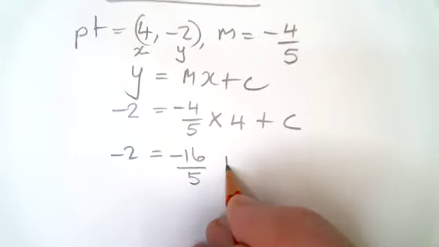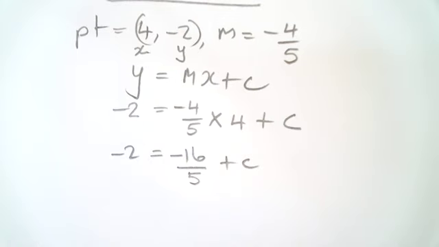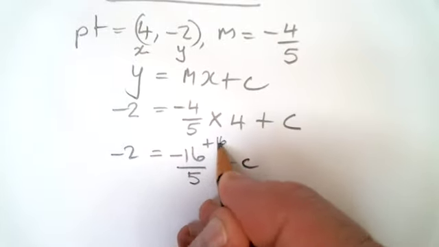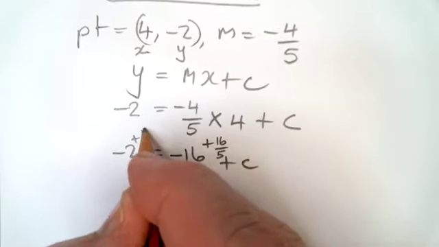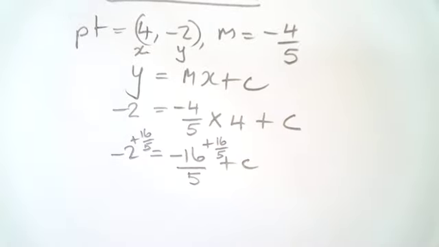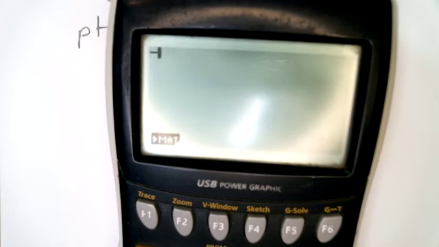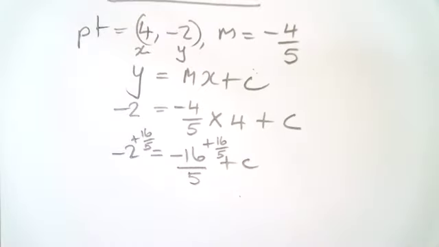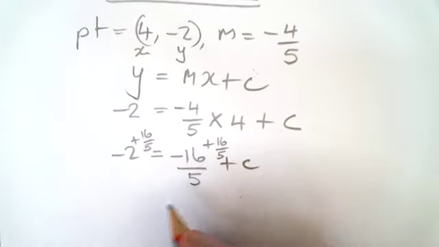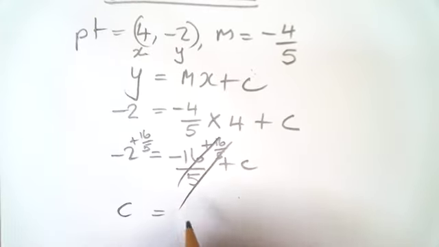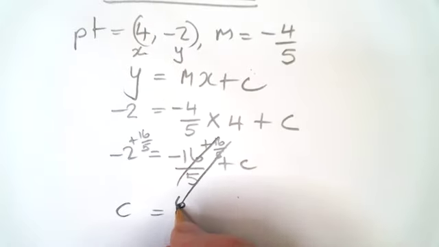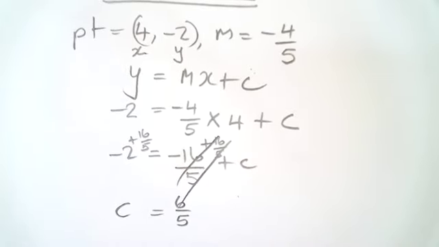negative 16 on 5 plus c. All right, now, this is best done using a calculator. So I'm going to use the calculator here, and I'm just going to say negative 2, and I'm going to add 16/5 to both sides. So negative 2 plus 16/5 is equal to 6/5. So c, because that cancels, c is equal to 6/5.